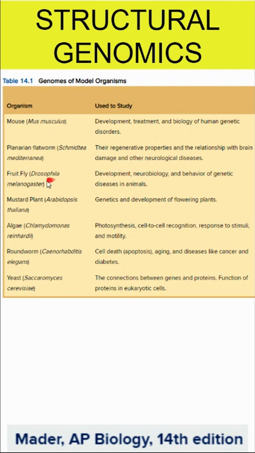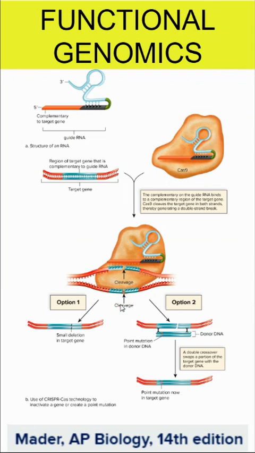regeneration, neurological diseases, fruit flies, a lot of development, neurobiology, mustard plants, getting into the flowering plants, algae with photosynthesis, response to stimuli, roundworms, getting into apoptosis, aging and disease like cancer and diabetes, yeast, we start getting into just the proteins of eukaryotes. But ultimately, we can understand functional genomics through the creation of knockouts.